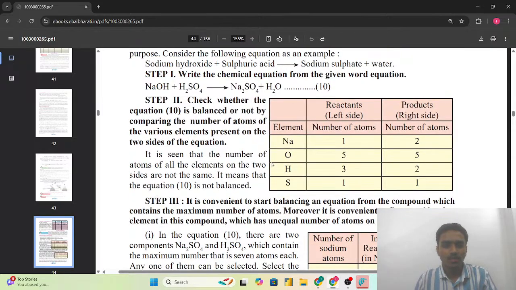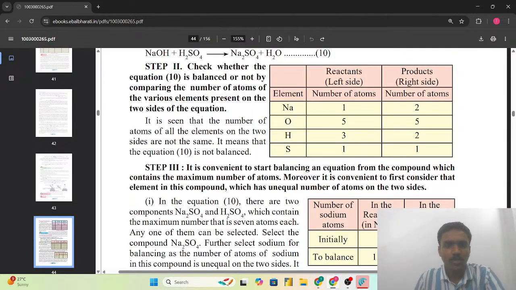So it is seen that the number of the atoms of all the elements on the two sides are not the same. जैसा कि हम देख सकते हैं कि यहाँ पर सारे एलिमेंट सेम नहीं. Means we can see that sulfur is balanced. Then we can say that oxygen is also balanced, but sodium and hydrogen are not balanced. It means that the equation 10 is not balanced. मतलब ये जो इक्वेशन है वो बैलेंस नहीं है.